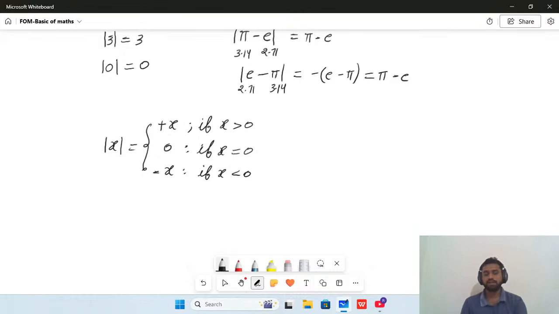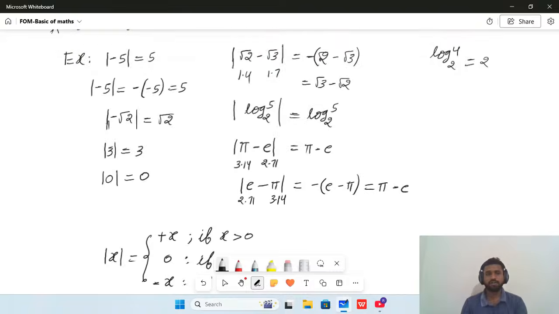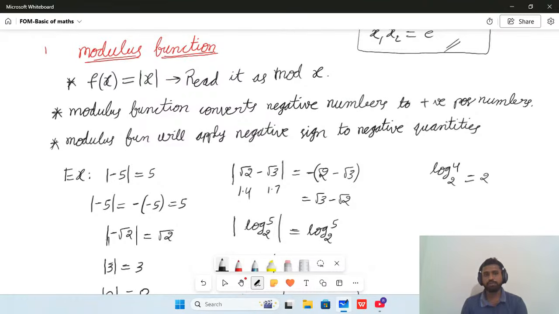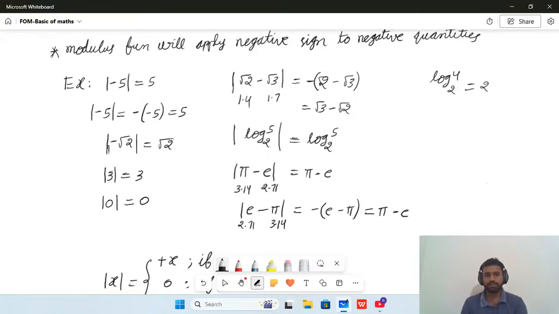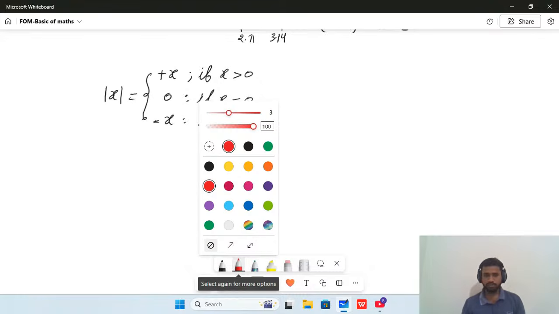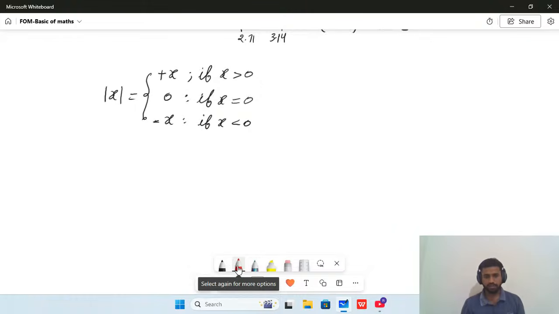So till now it is clear how to open modulus function and what is the work of a modulus. Modulus is a function which converts the negative numbers to the positive numbers. Okay, so examples and how to open the modulus we have seen. Now we will move to the next topic, which is domain, range and graph of the modulus function.